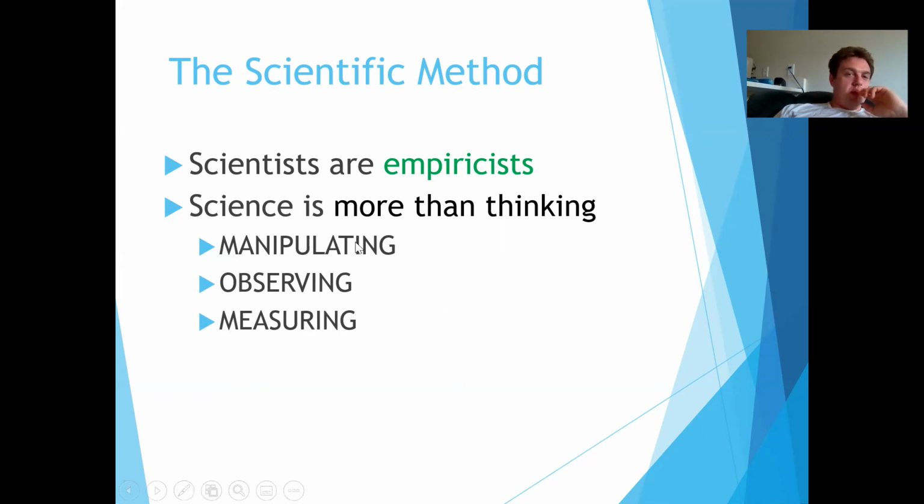So manipulating is not always something we can do, and we're going to talk about that a lot later. But observing and measuring are two critical parts of science, and psychological science as well.